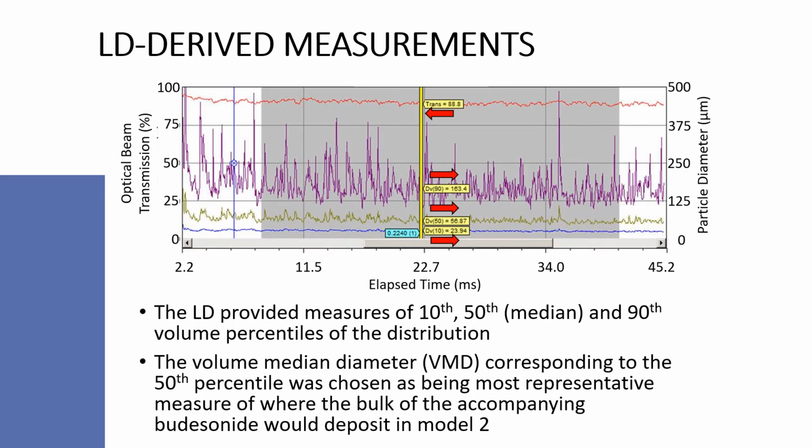This time-resolved chart shows the evolution of the aerosol from the nasal spray. Inevitably, the 90th percentile data, shown here as magenta, contains more noise than the corresponding 50th percentile shown in green, which in turn is noisier than the 10th percentile shown in blue. However, the volume mean diameter corresponding to the 50th percentile has been chosen as being most representative of the measure of where the bulk of the accompanying budesonide would deposit in the model.